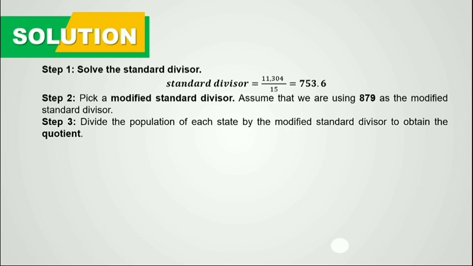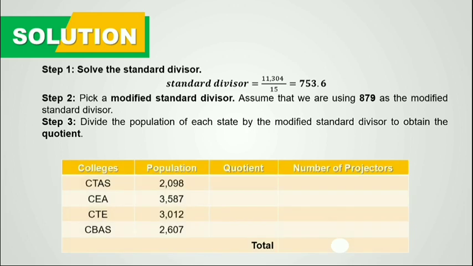So this time, you have to get your calculators. The population of the first college, 2,098, divided by 879, is approximately 2.387. We will use three decimal places. Then 3,587 divided by 879 is approximately 4.081. And 3,012 divided by 879 is 3.427. And 2,607 divided by 879 is approximately 2.966.